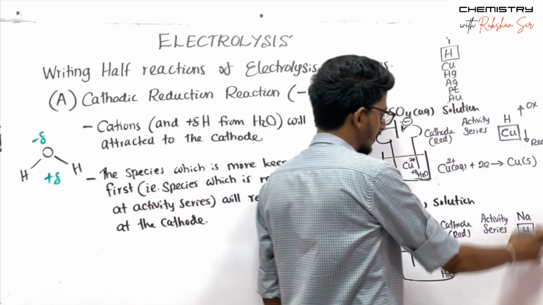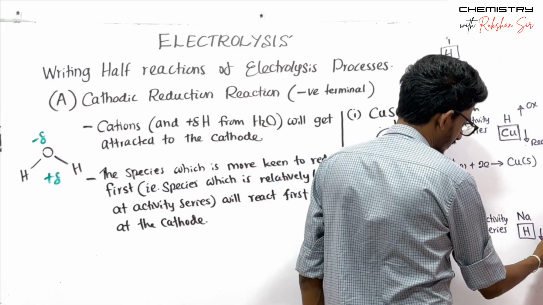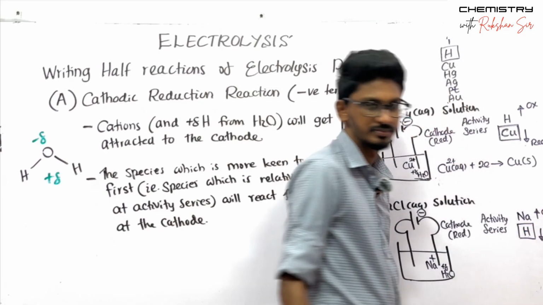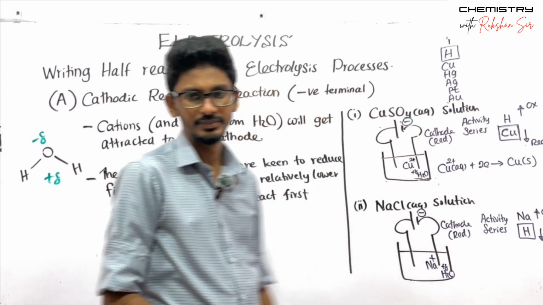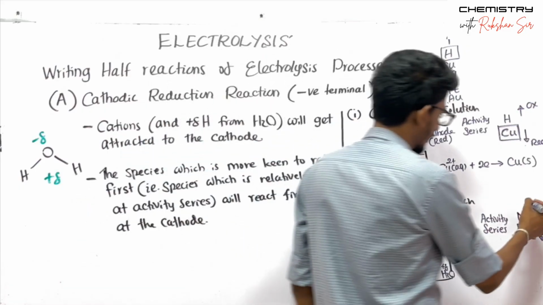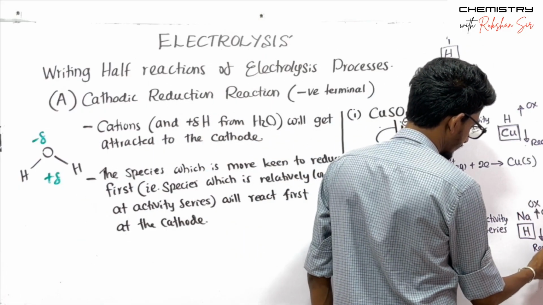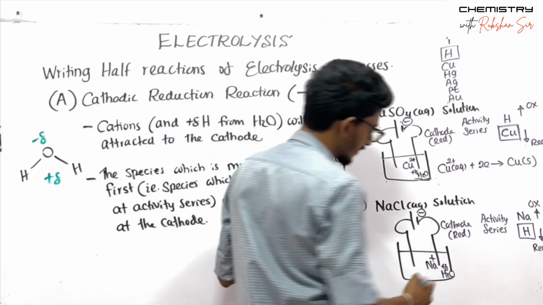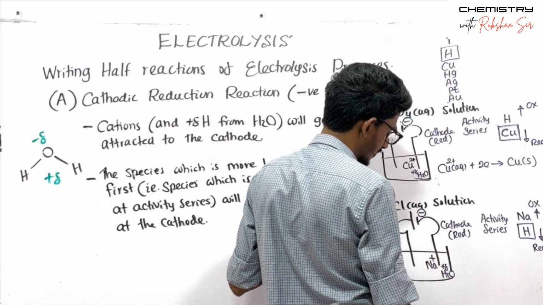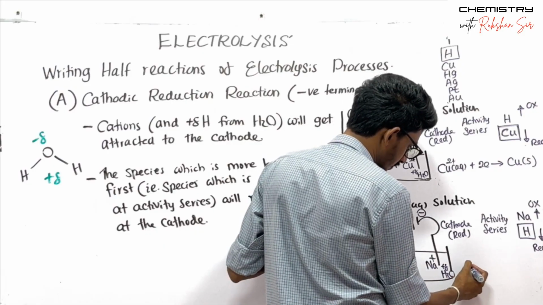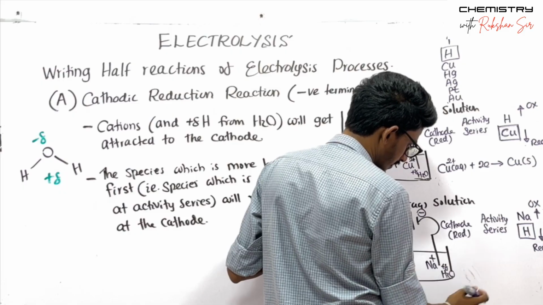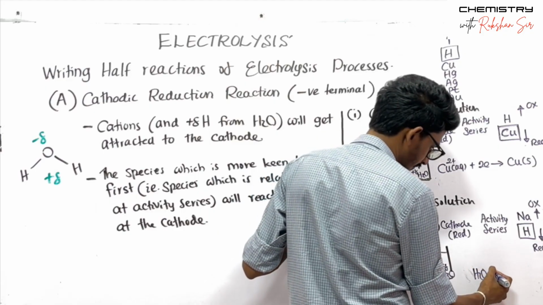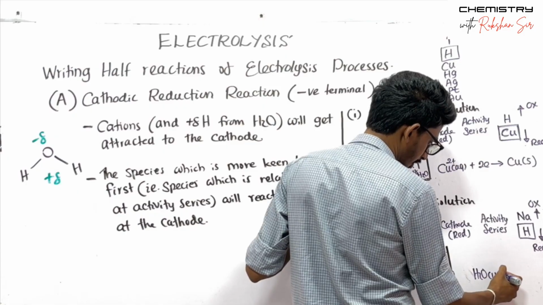So hydrogen is the one to react here, because the bottom guy prefers reduction while the top guy prefers oxidation. So the reaction here is that hydrogen is to react, to be reduced here. So hydrogen from water. So H2O will get reduced here. So H plus is reduced to H2.